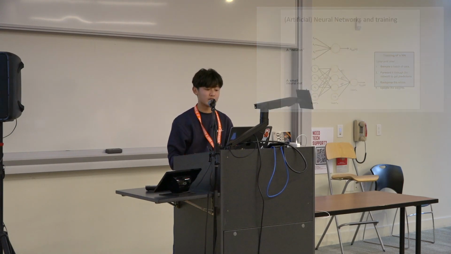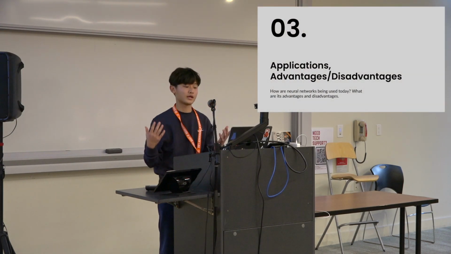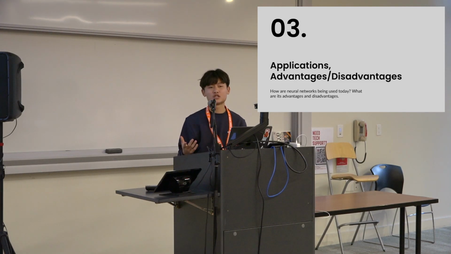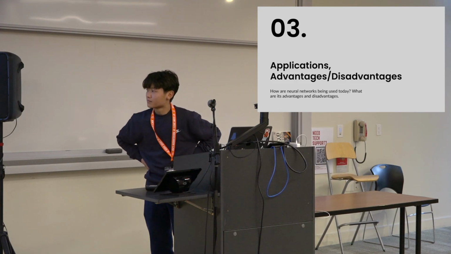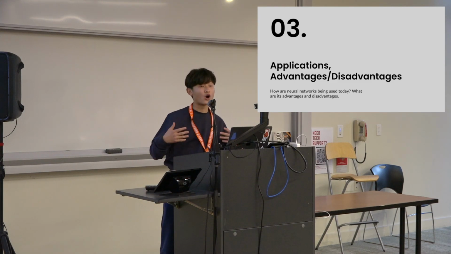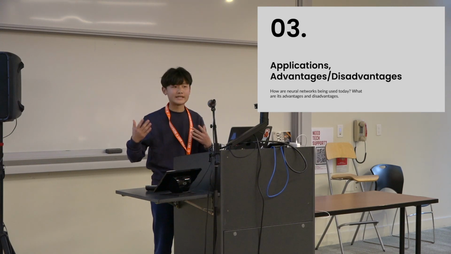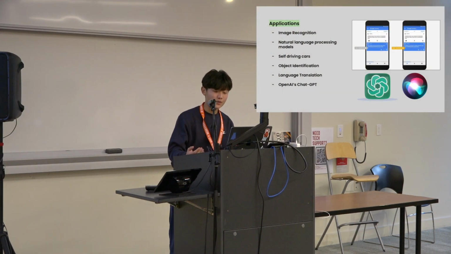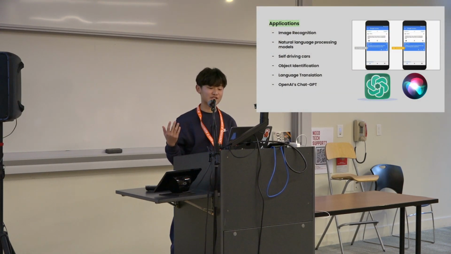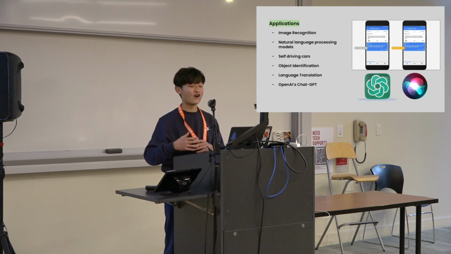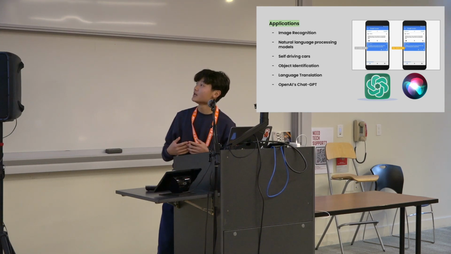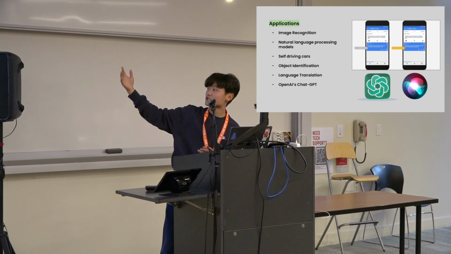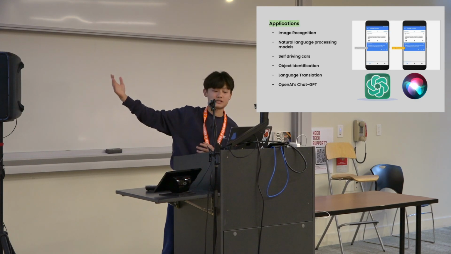So now that we know what the basic structure of a neural network is and how it works, let's talk about its applications, advantages, and disadvantages. So how are neural networks being used in our society today, and what are its main disadvantages and advantages? Neural networks have thousands of applications in various fields, and it will take hours to list all of them. Some of these applications include image recognition, natural language processing models, self-driving cars, object identification, and language translation.